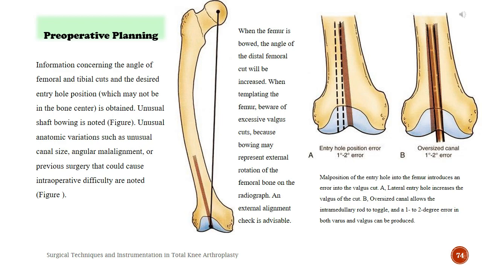When templating the femur, beware of excessive valgus cuts, because bowing may represent the external rotation of the femoral bone on the radiograph. An external alignment check is advisable.